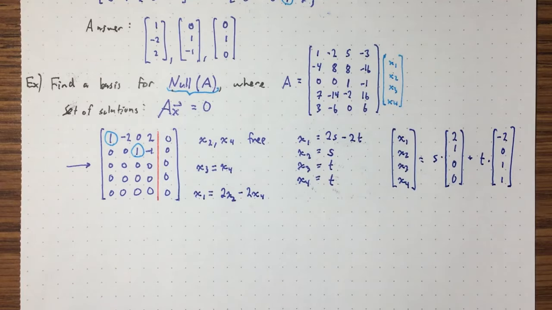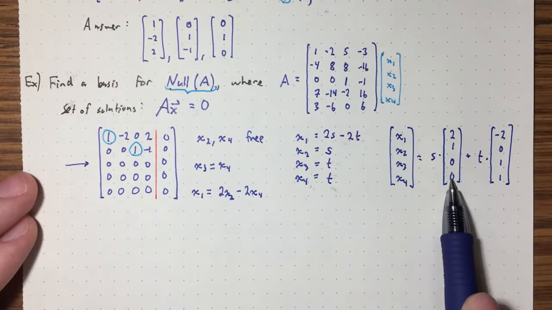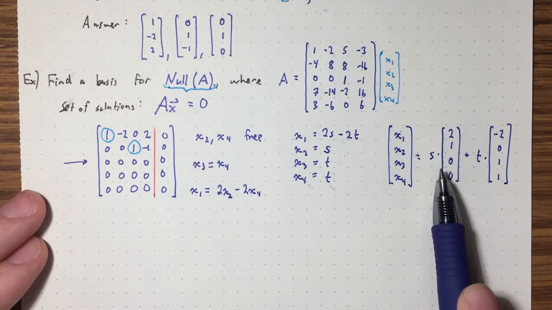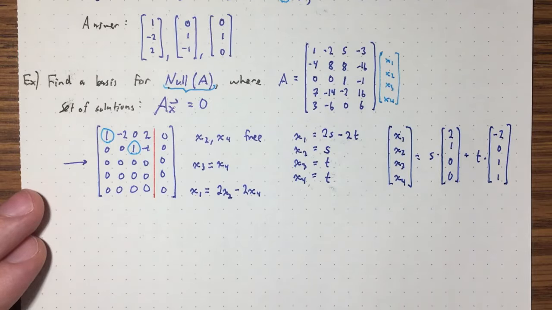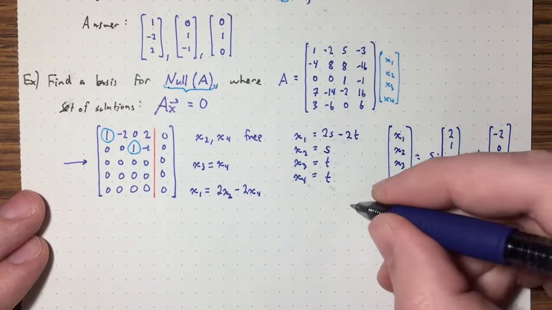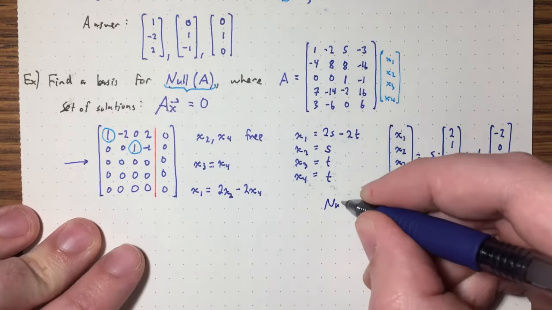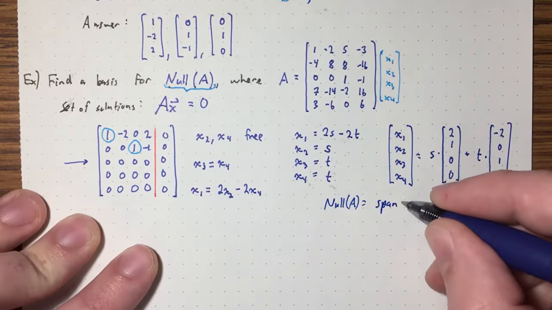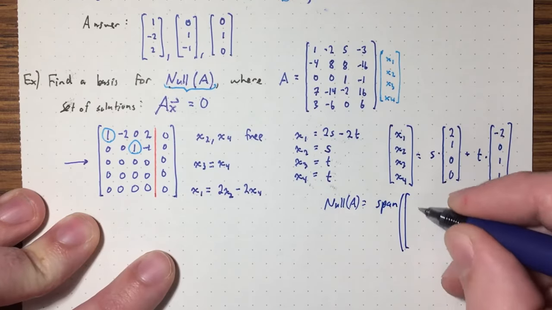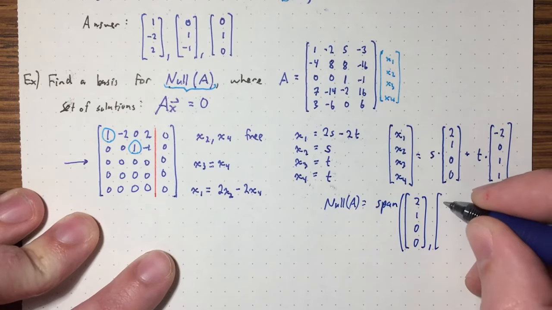Okay. Oh, this is beautiful, because look at what I just wrote down. My solution set is any number s times that vector plus any number t times that vector. So in other words, the null space is the span of this vector and this vector.